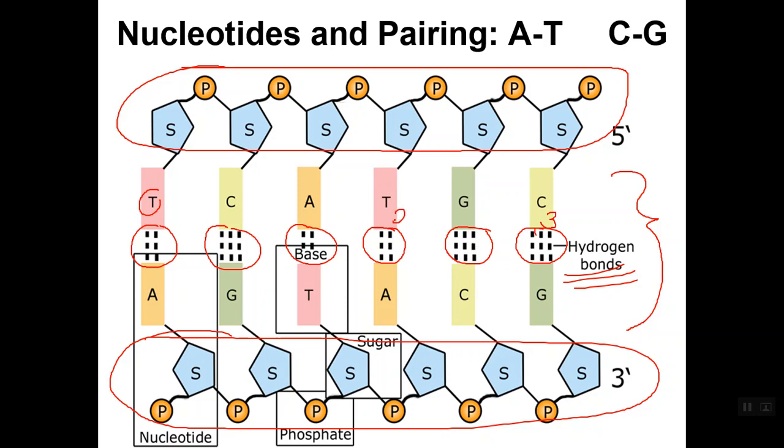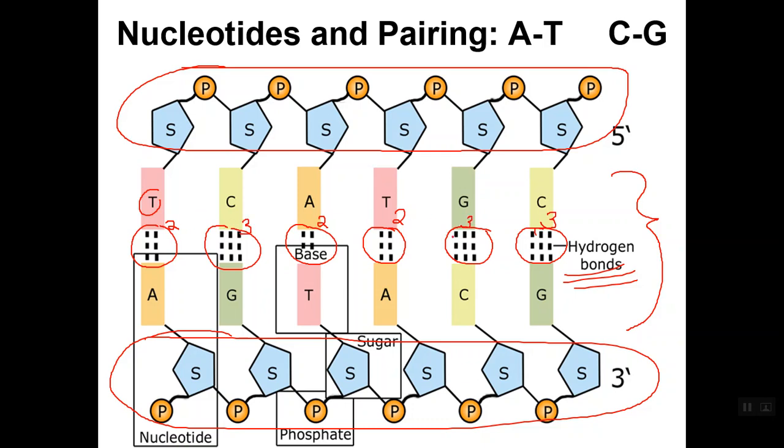And there are 2 between T's and A's. Every time you see a T and an A attached, there are only 2 hydrogen bonds there. So technically, T and A are a little bit easier to separate from each other. Technically, not by a lot, but just by a little bit.